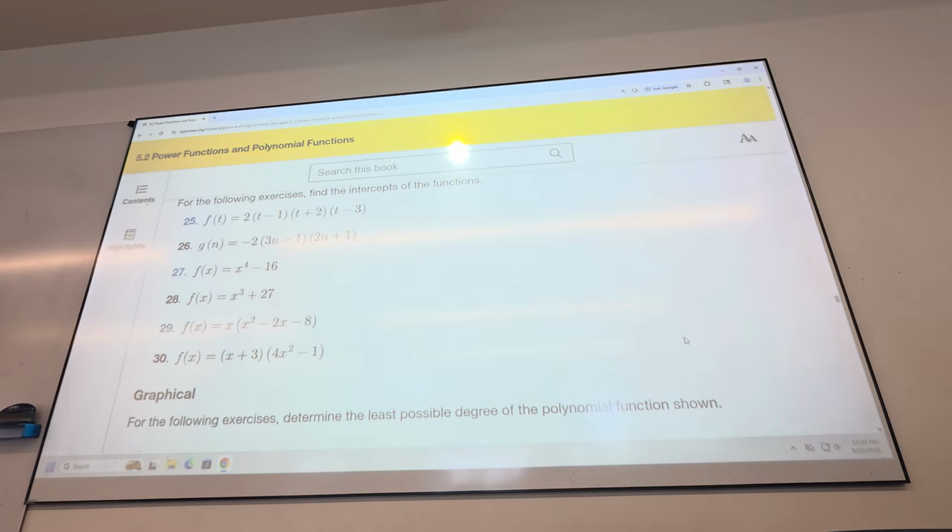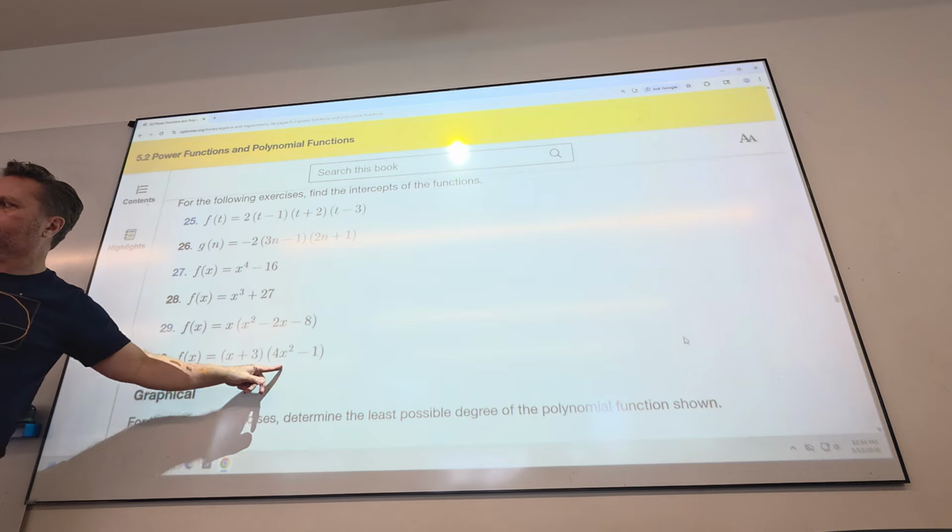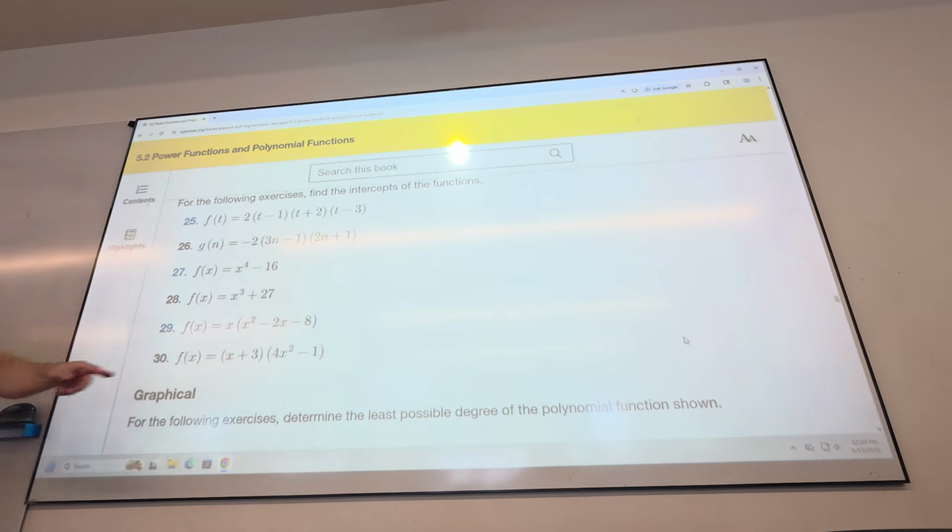And then 30 is the same thing, except they stopped 1 step too early. Do you see that? You can factor this further. Yeah. Okay.